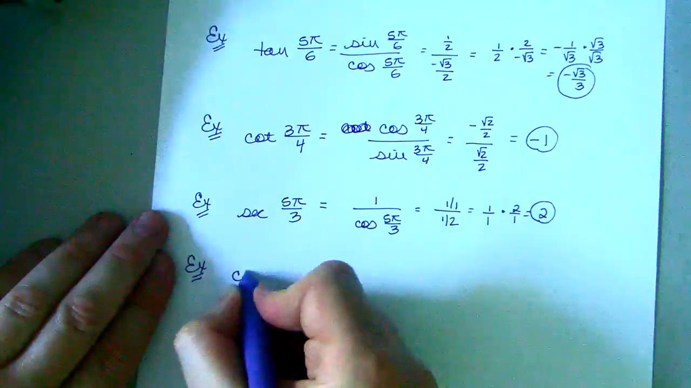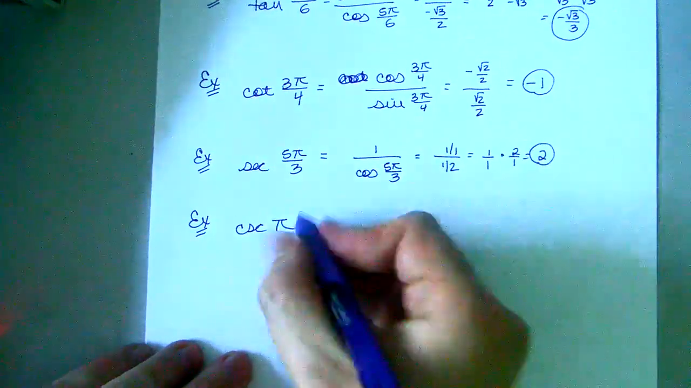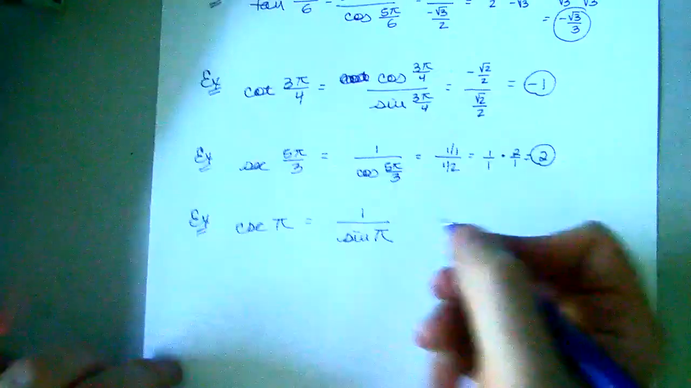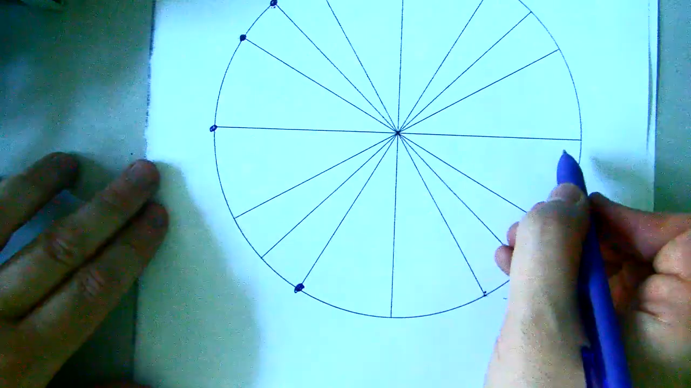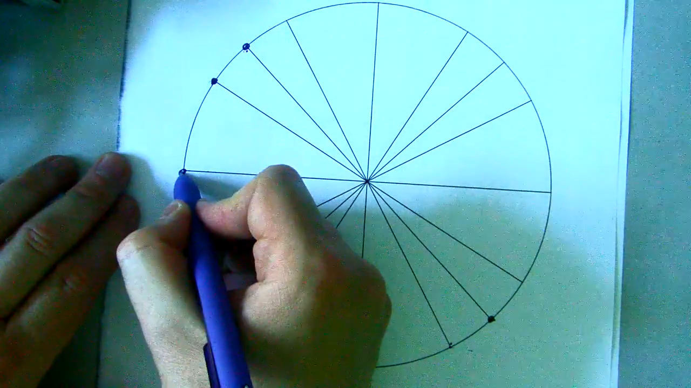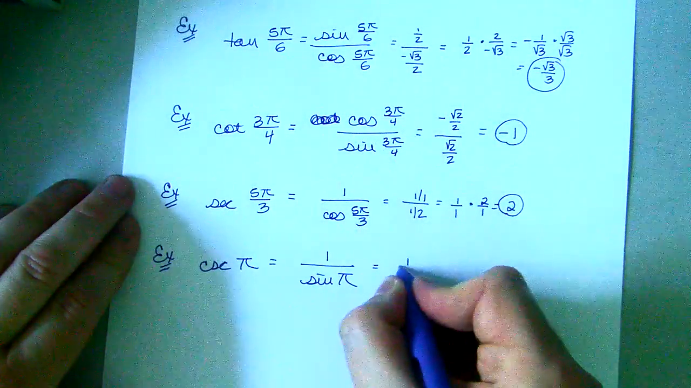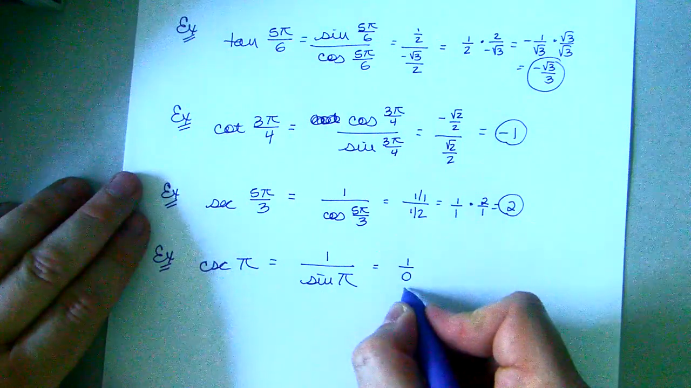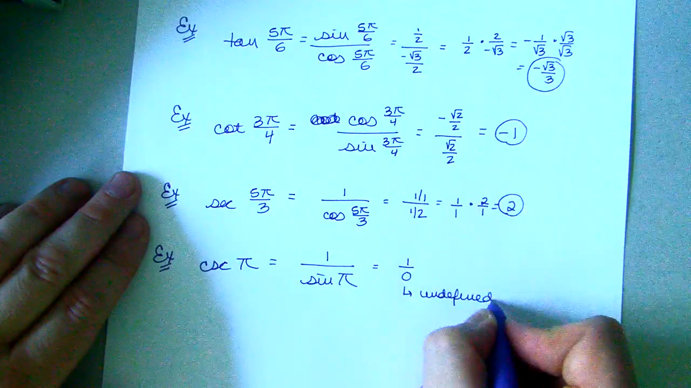One more. Cosecant of π. Well, this is 1 over the sine of π. What's the sine of π? Well, the sine is the y-coordinate when we get to π. Here's π. What's my y-coordinate over here? My y-coordinate is going to be 0. So the cosecant of π is 1 over 0. Please don't tell me that's 0. 1 divided by 0, you can't do that. This is undefined. The cosecant of π is undefined.